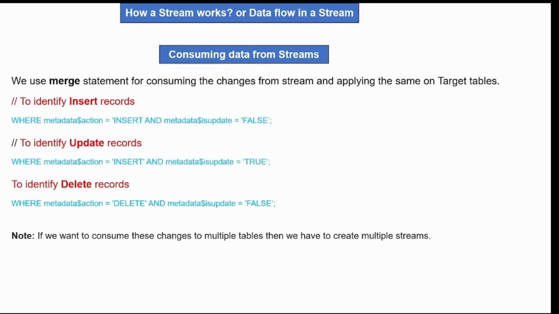This is how a stream works. Now, consuming data from streams: we use a merge statement for consuming the changes from streams and applying the same on our target tables. To identify an insert, we can use metadata action, as we just saw, where metadata action is insert and metadata is update is false. Similarly for an update, we can filter on insert and true, and for a delete we can filter on delete and false. If you want to consume these changes into multiple tables, then we have to create multiple streams.